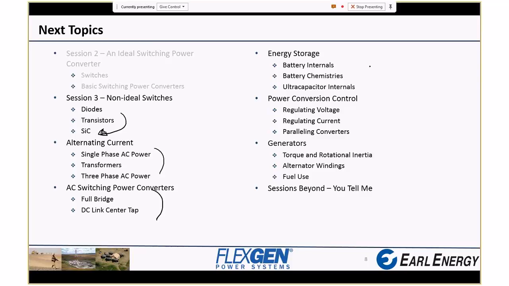And then further down the line, as a company, we do energy storage integration, we do power converter control, we work with generators, and we want to talk about all of those things at some point, at least at a high level. So that's what we got.